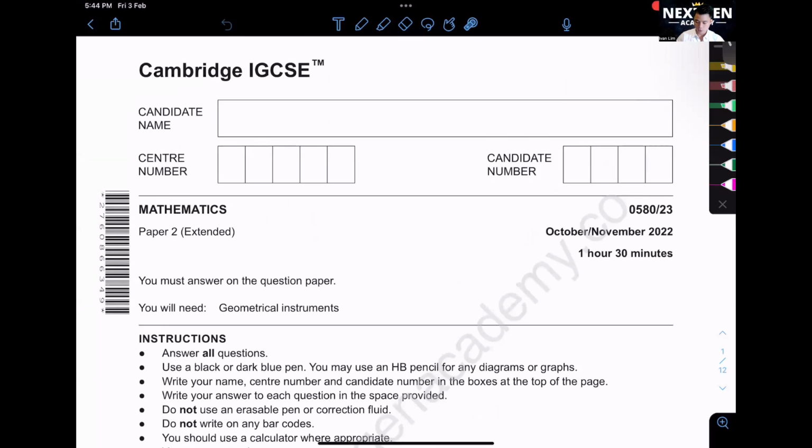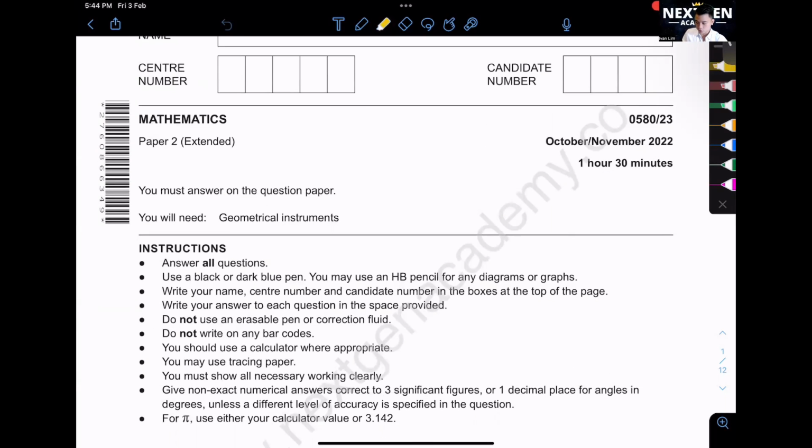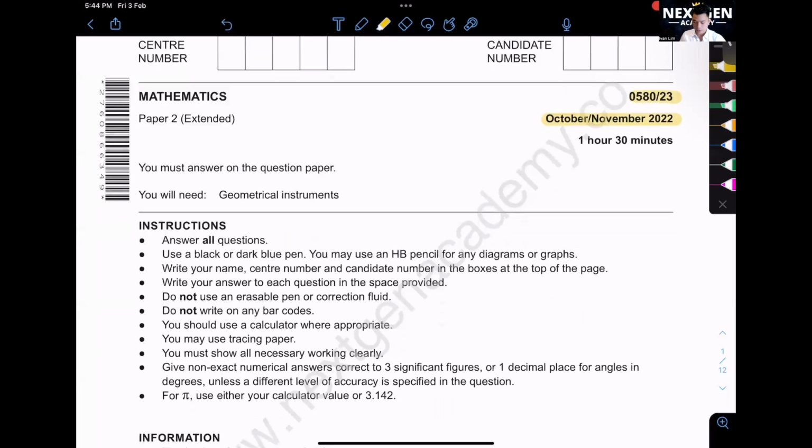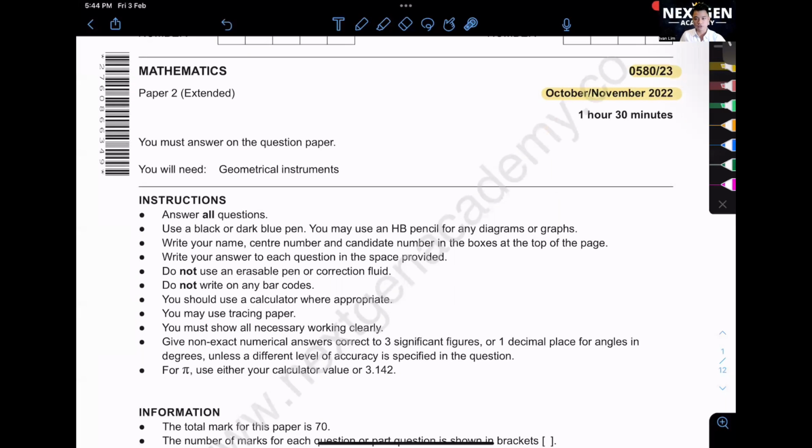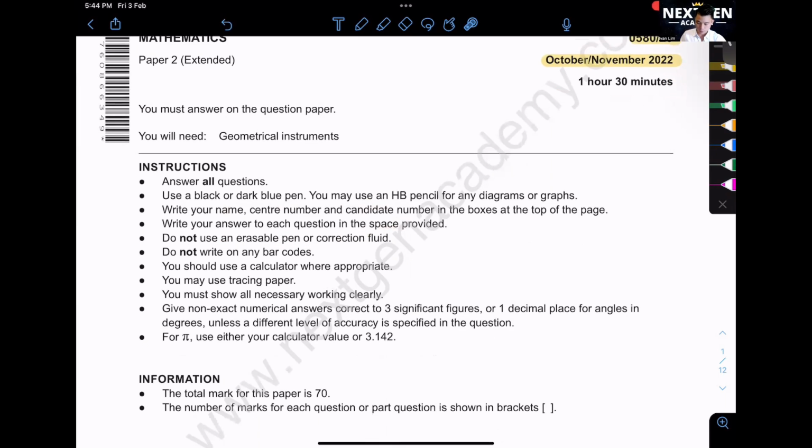All right, we will be discussing this paper, October-November 2022, 058023. This is one of the newest papers. Keep it to yourself. Make sure you all know all of this. The instructions: use your black or blue pen. We will use 3 significant figures, and 1 decimal place for angles. You can use tracing paper. They say here you should use a calculator where appropriate.